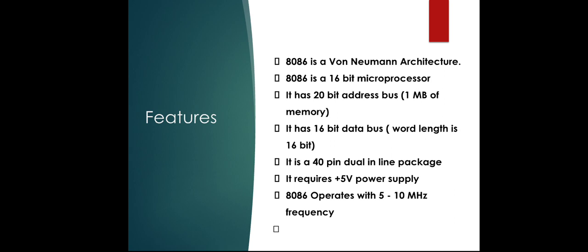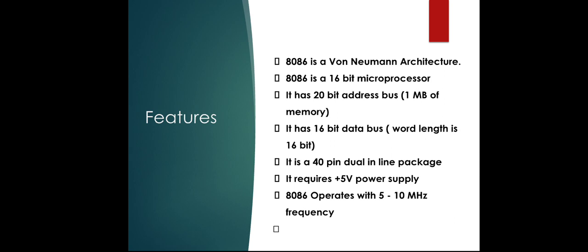Now let us look into some more features of the 8086 microprocessor. It is a 16-bit microprocessor, meaning the CPU can perform arithmetic and logic operations on 16-bit data. The 8086 microprocessor has a 20-bit address bus, which gives us 1 MB of memory, meaning the 2 power 20 address lines give us 1 MB of physical memory. And 8086 has a 16-bit data bus.